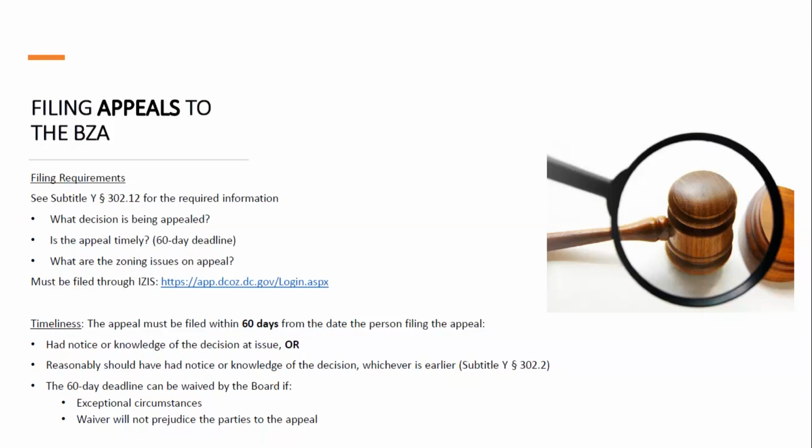So if you were made aware of a project 6 months ago when the building permit was posted on the property and you decide to file an appeal now, that would not be timely and the appeal could be dismissed by the board. However, the 60-day deadline can be waived by the board if there are exceptional circumstances, and waiving the deadline would not prejudice the parties to the appeal.